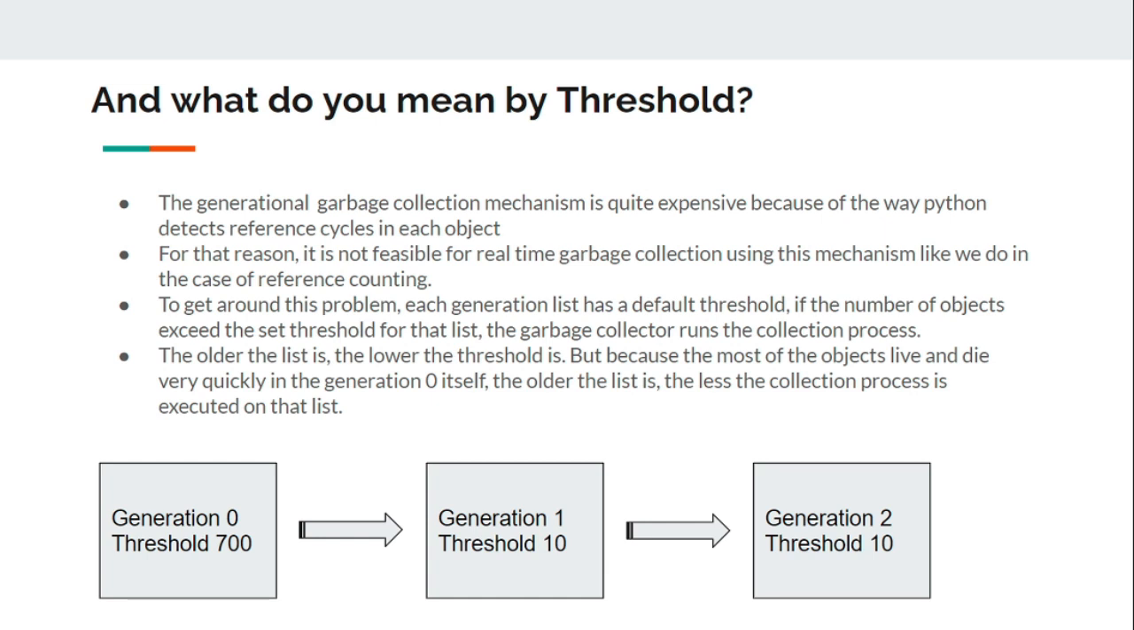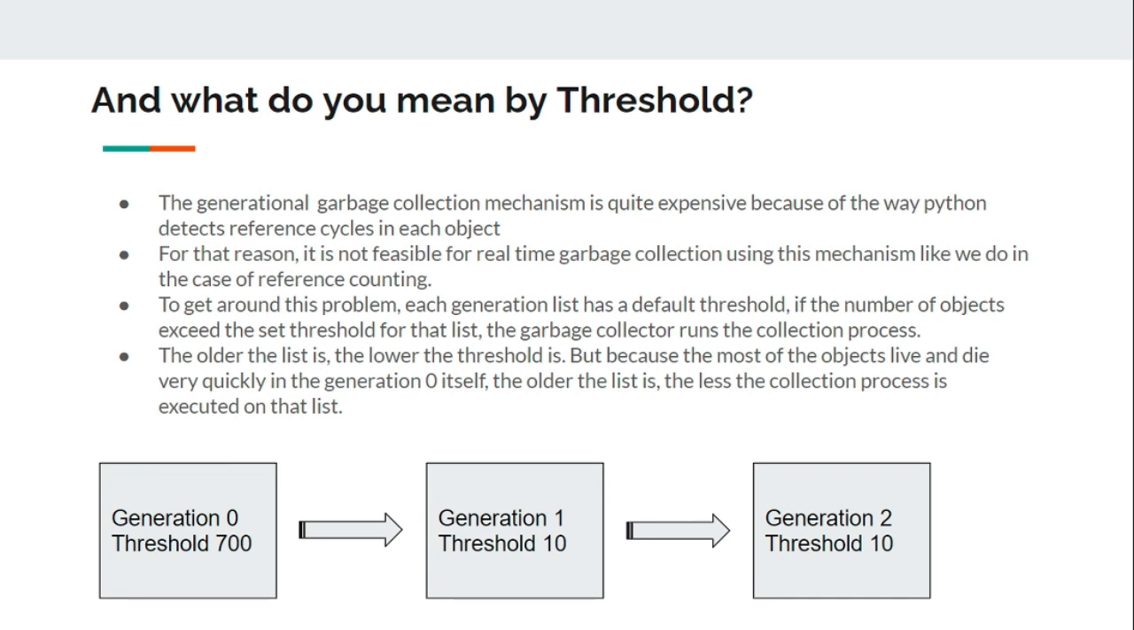And one thing you have to keep in mind is, whenever you are running a round on generation 0, only the generation 0 objects are going to be affected. But when you run a garbage collection round on generation 1, both generation 0 and generation 1 are going to get affected. Because whenever you run a garbage collection round on an older list, it will automatically run on the younger lists as well.